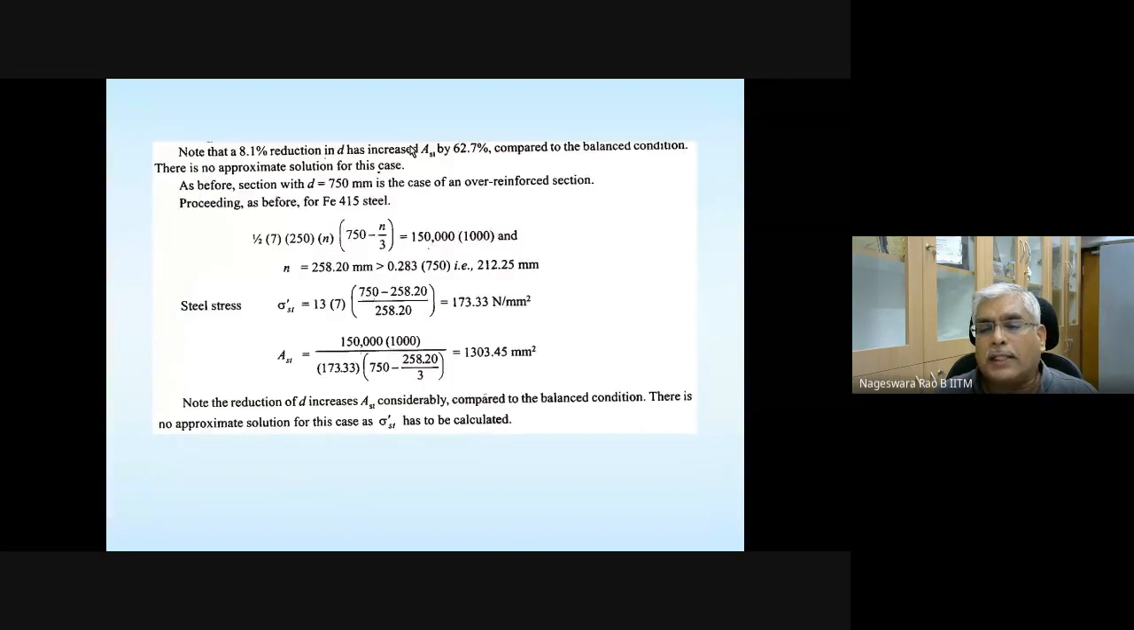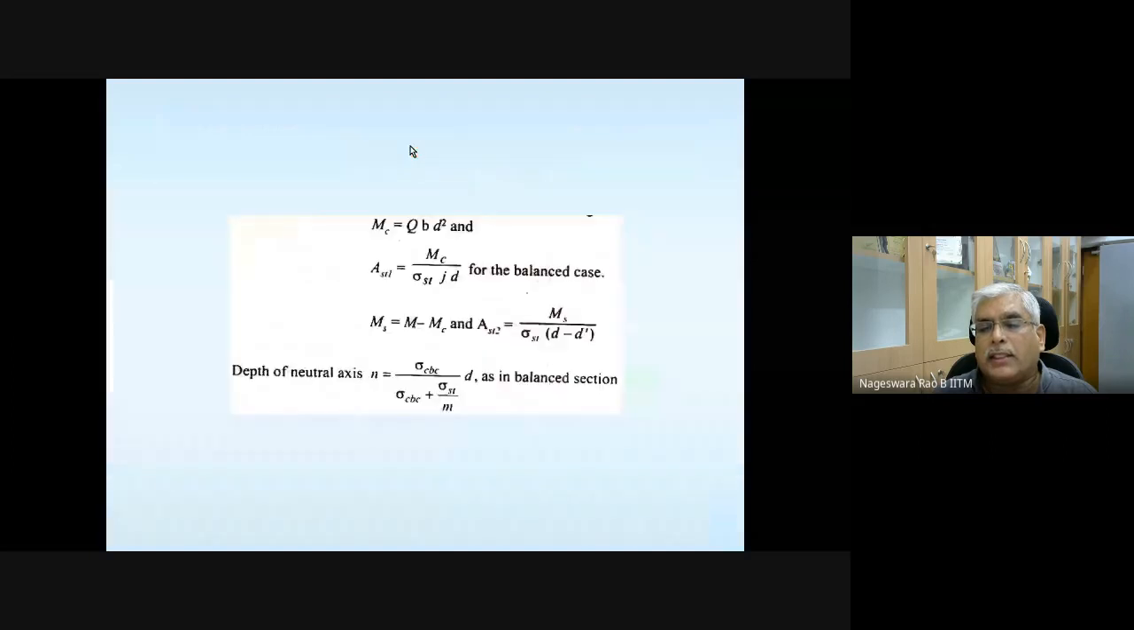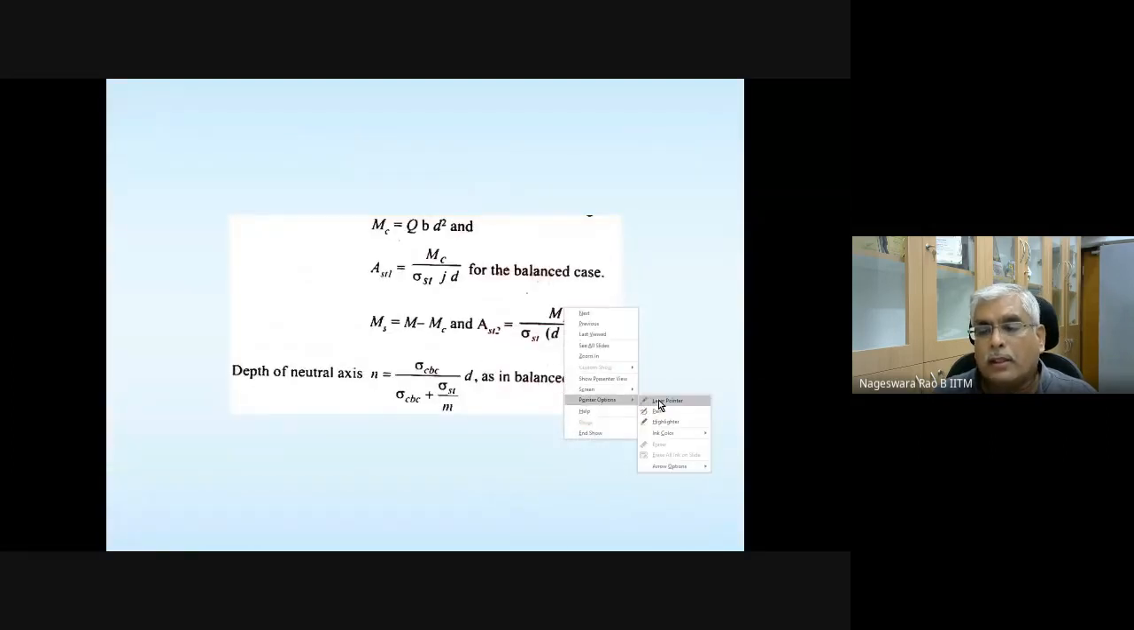Okay, so now let's see what is the procedure. If dimensions are given, B is equal to 250, D is equal to 650 mm. Let's discuss for one of the steels, Fe250 steel. So for that steel, for those dimensions, if it is a balanced section, what is the moment carrying capacity?